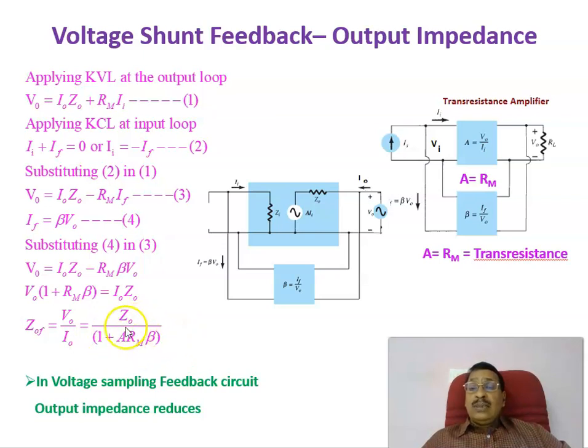And because of this term in the denominator, the impedance is getting reduced. Therefore, in a voltage sampling feedback circuit, the output impedance is reduced. Generally we can say that if you are sampling the voltage, the output impedance is reducing, by Z0 divided by 1 plus A beta into Rf.